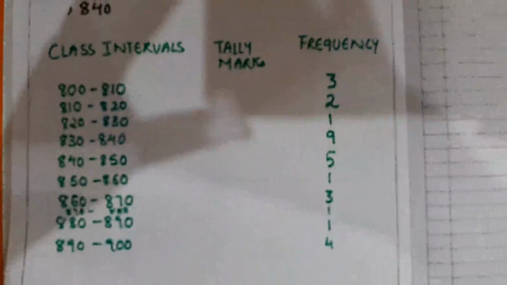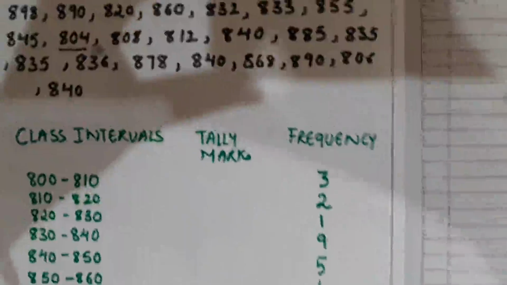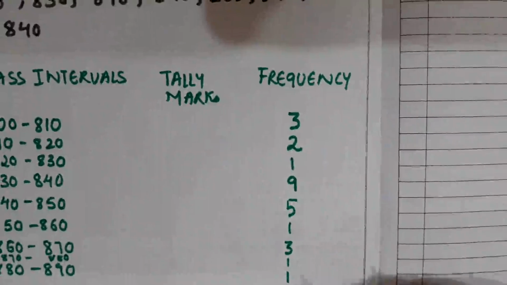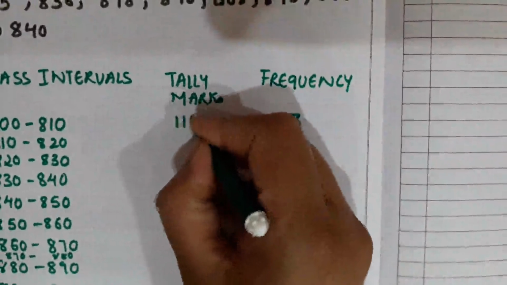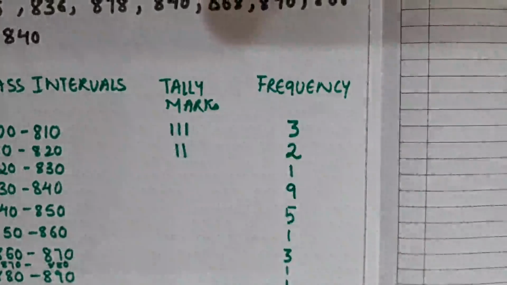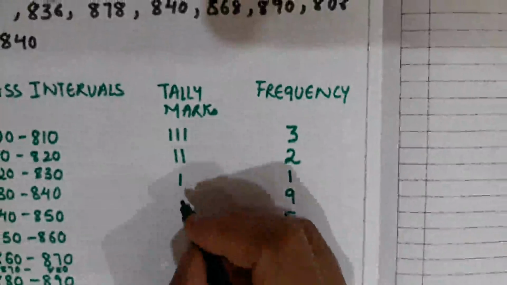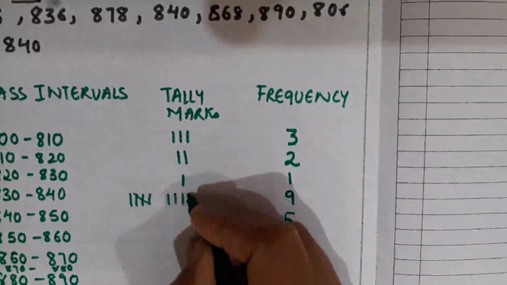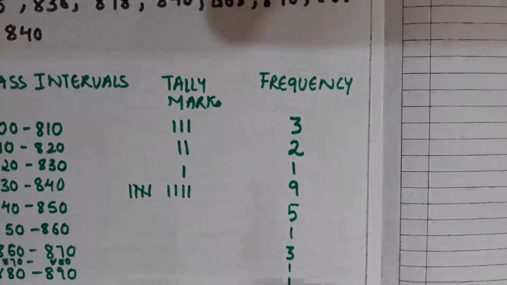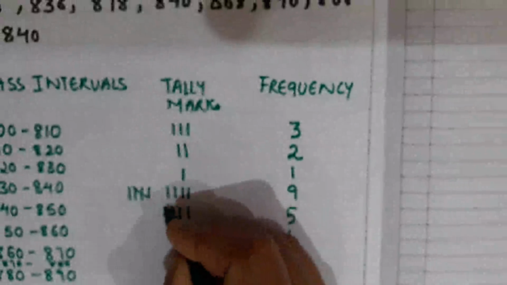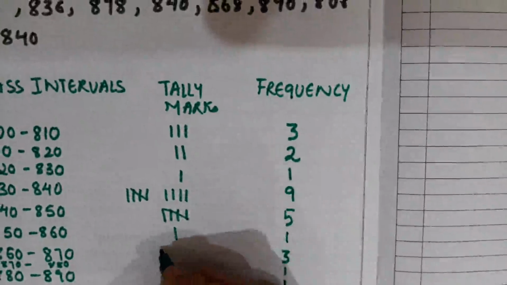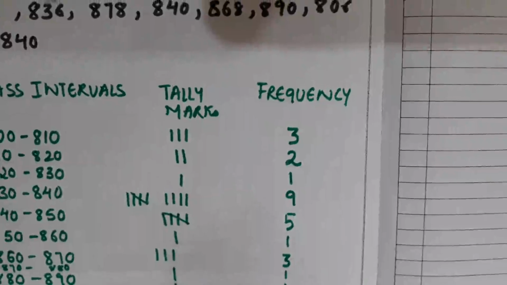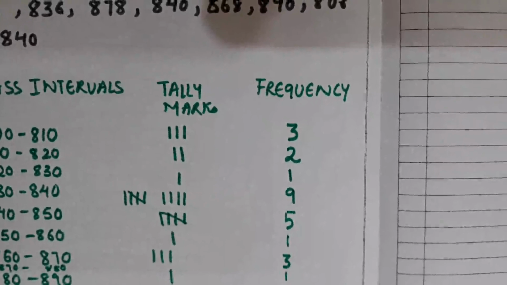Now represent all the data in tally marks. 3 and 2 can be represented like this. Then represent 1, then represent 9, 1 2 3 4 5 6 7 8 9, then 5, 1 2 3 4 5, then 1, then 3, 1 2 3, then 1, then 1, then 4, 1 2 3 4. In this way you can represent all the data in tally marks.